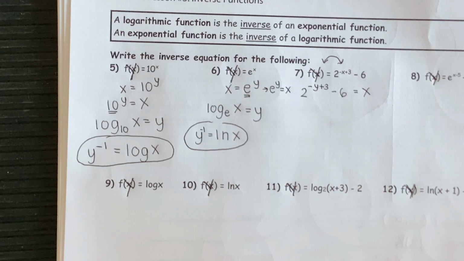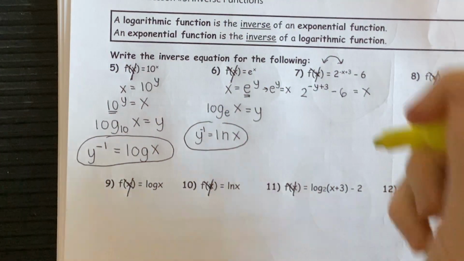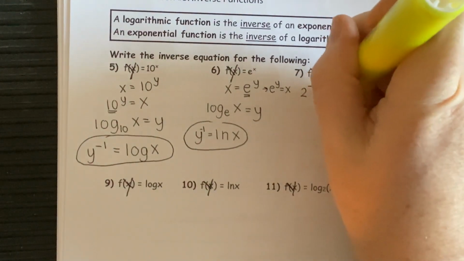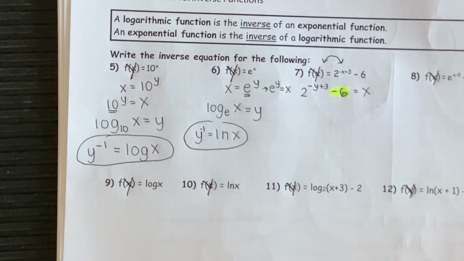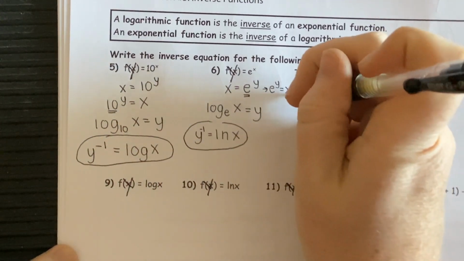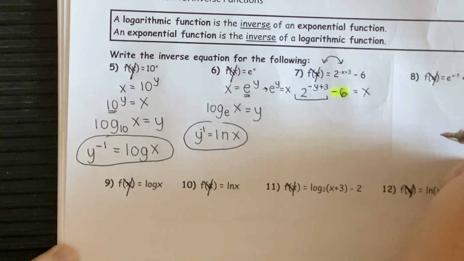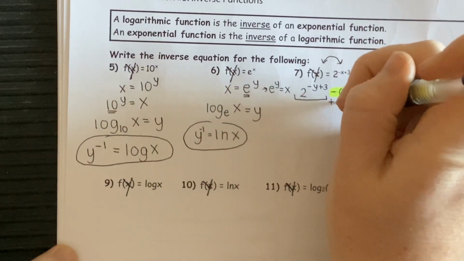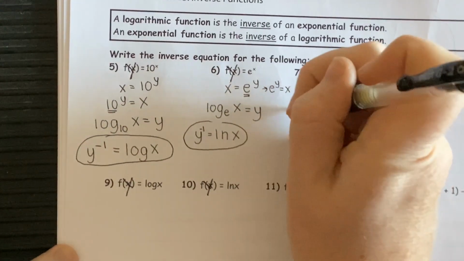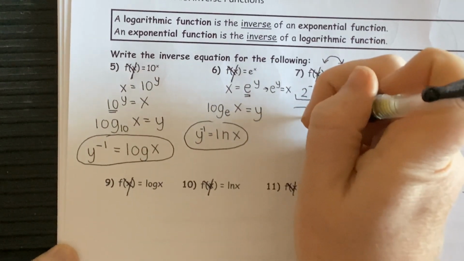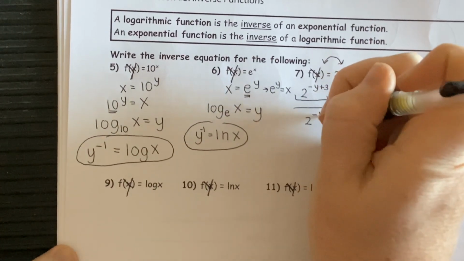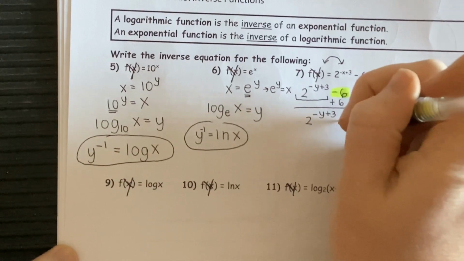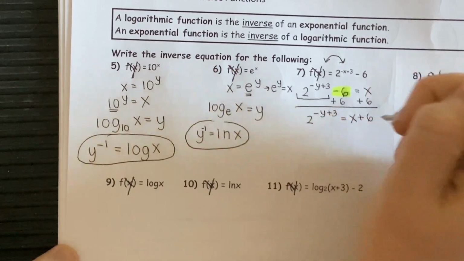All right, now you cannot go straight into doing a log at this point, because at this point you still have this -6 that's hanging over there with your exponential. All right, and that cannot happen. You need to completely isolate your exponential. So this needs to be completely isolated on one side. So we're going to add 6, and we're going to have 2 raised to the -y plus 3 is equal to x plus 6.